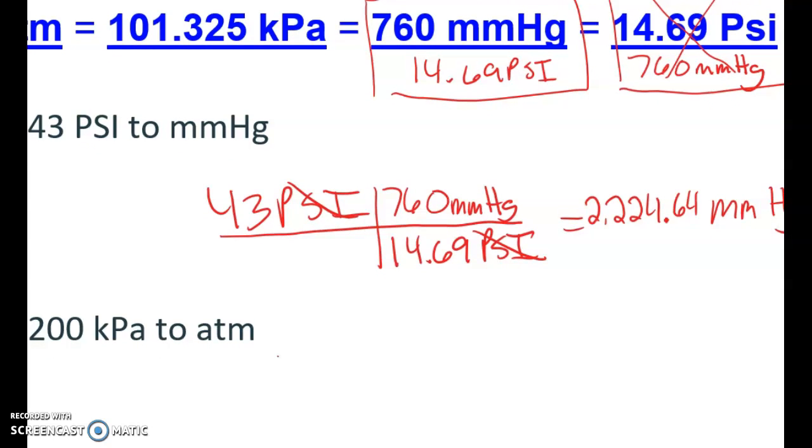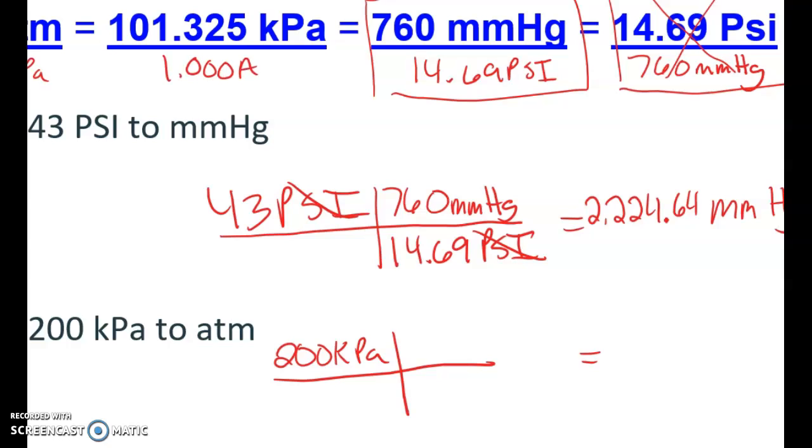I'm going to go ahead and set it up. 200 kilopascals, right? Set up my table, which means the same thing as fractions, and I'm trying to get to atmospheric pressure, okay? So again, here's my conversion factors, 101.325, because these are equal to each other, or 1.000 atm, atmospheric pressure.